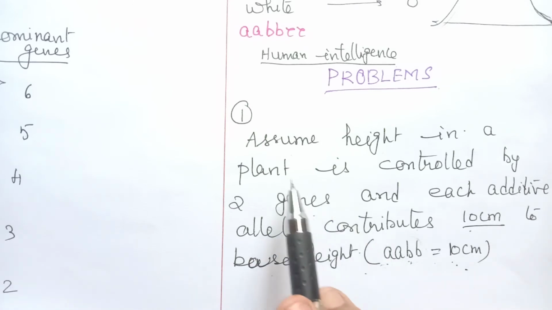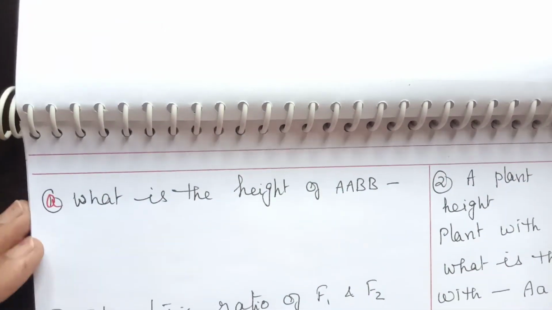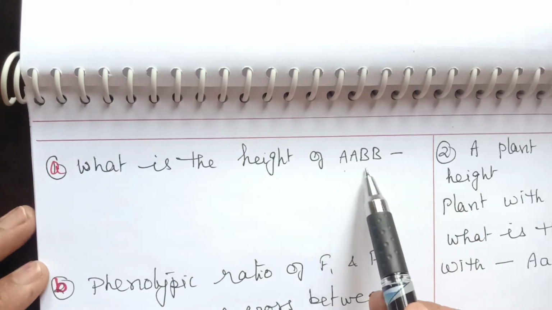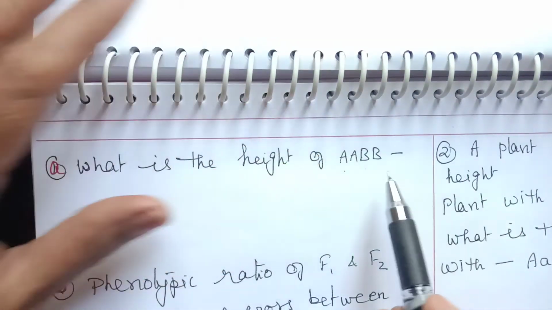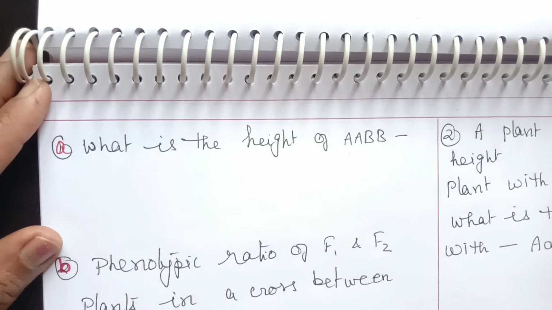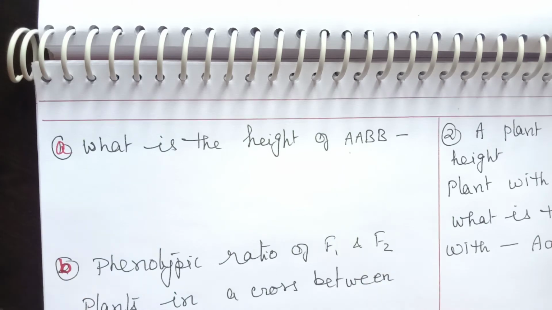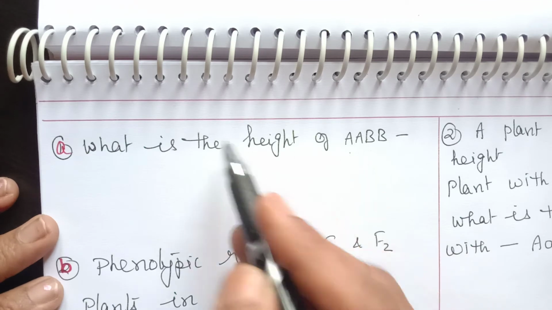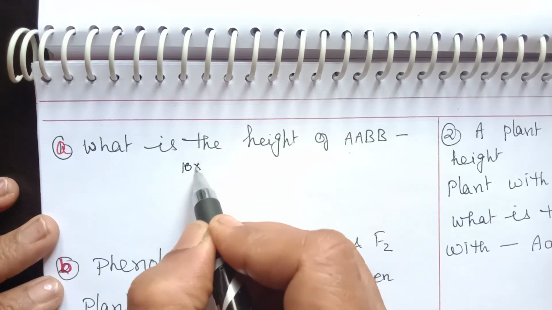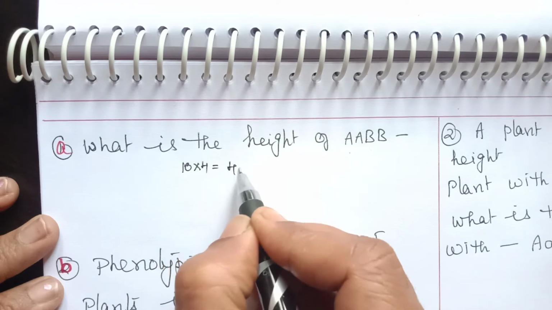So let us find out the different questions asked here. First question asked, what is the height of this particular genotype, capital A, capital A, capital B, capital B. Remember, in the question it is given that each dominant or additive allele is contributing 10 centimeters. So here we have to take 10 into 4. So this will be equal to 40.